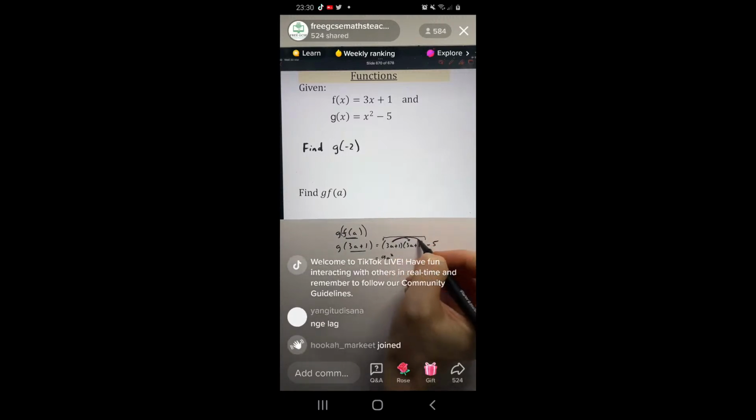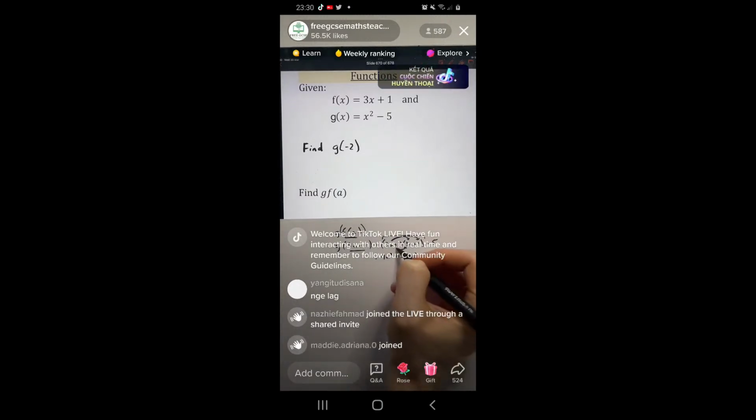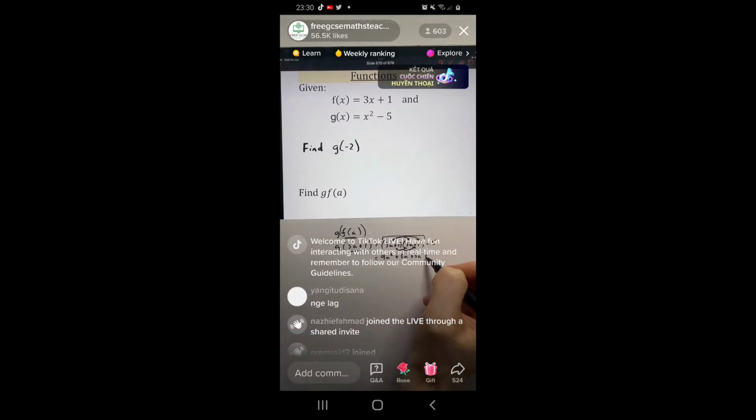I do my outside terms. 3a times 1 gives you plus 3a. Inside terms, 1 times 3a gives you 3a. And 1 times 1 gives you 1. That's the brackets expanded. Don't forget, you still got this -5 on the end.